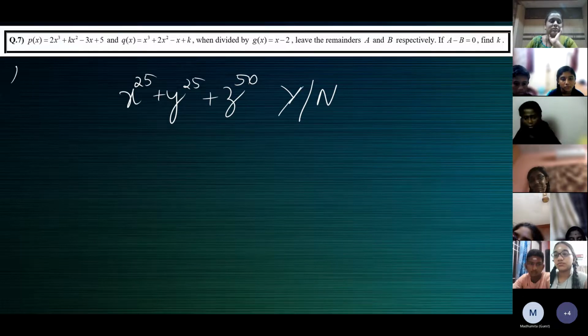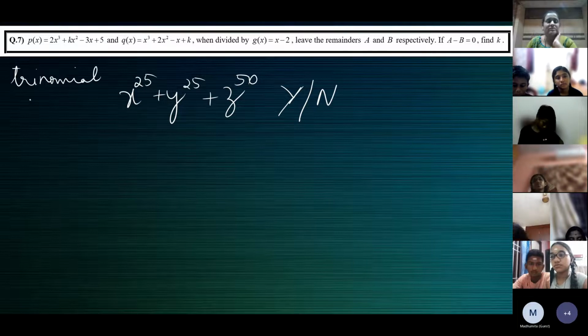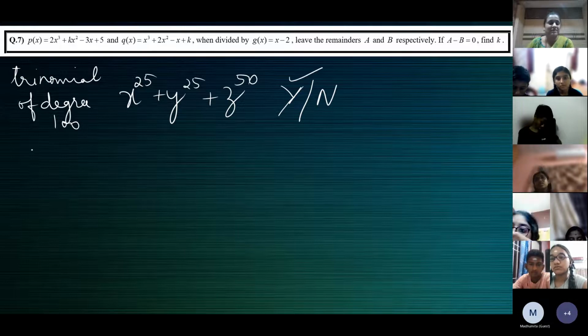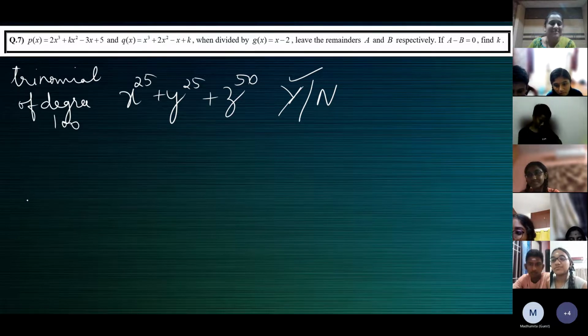Is this a trinomial? Is this a trinomial of degree 100? That's what we're discussing. Yes, quickly, Danya. You shouldn't take this much time. Yes or no? Yes. So she agrees. Now, very good. You have someone to support you, Prajit. Okay. Now, Netra's example. No, you can't go back on your example now, Prajit.